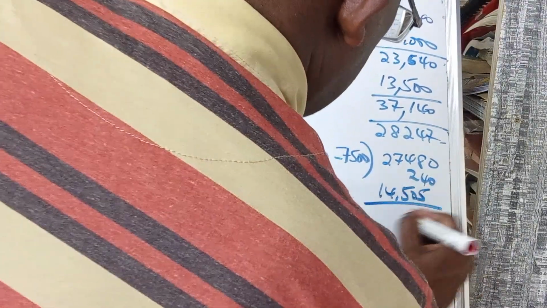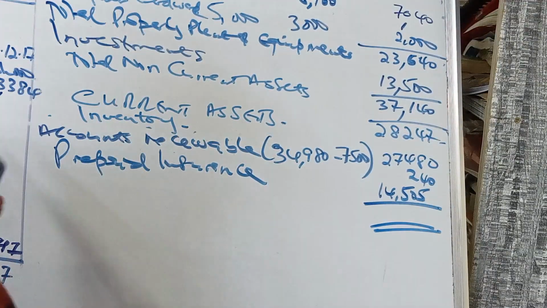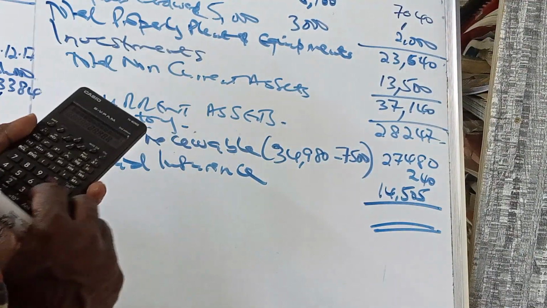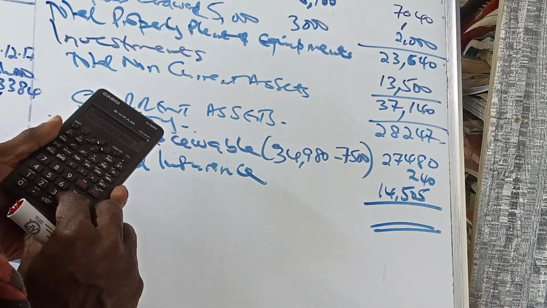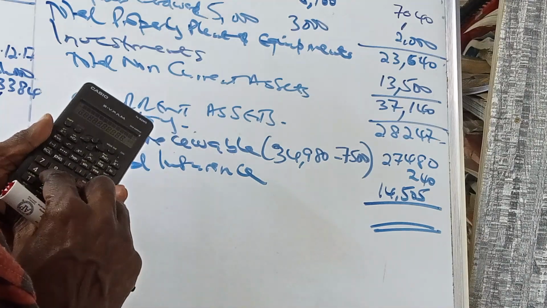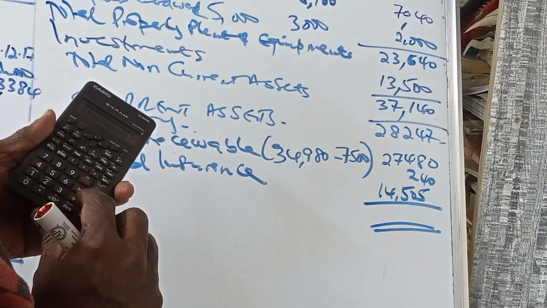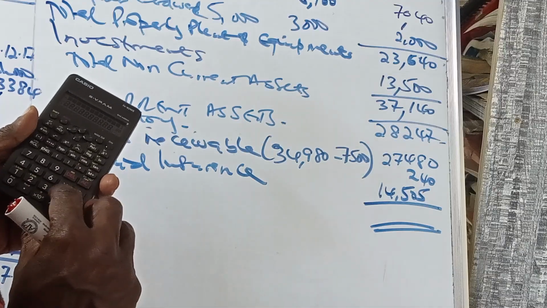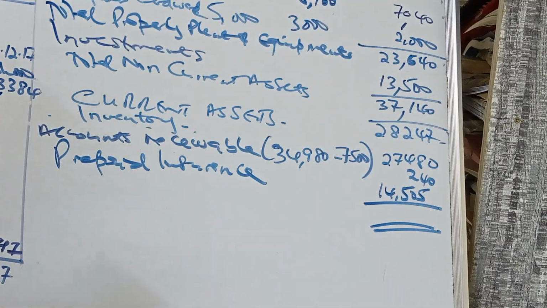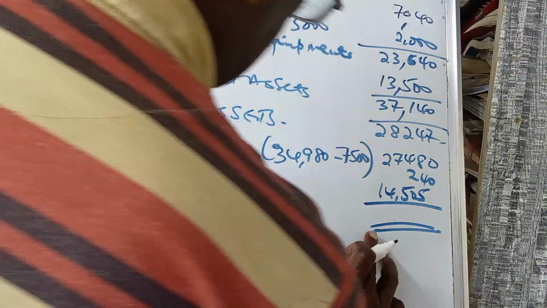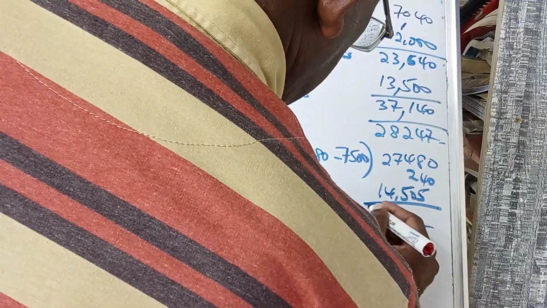So we add them to get total current assets. 27,480 plus 240 plus 14,505 plus inventory 28,247, giving us a figure of 70,472.